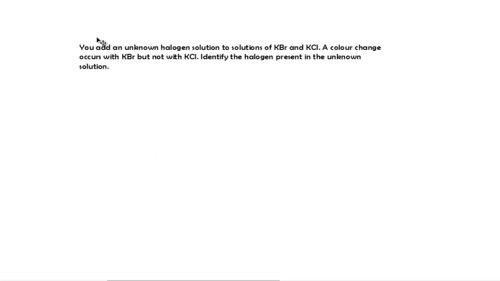In this video, I'm going to be taking a look at two different situations where you can apply the stuff which I talked about in the last video to identify some unknown halogens and halides. Okay, so in this first situation, you add an unknown halogen solution to solutions of KBr and KCl. A color change occurs with KBr, but not with KCl. Identify the halogen present in the unknown solution.